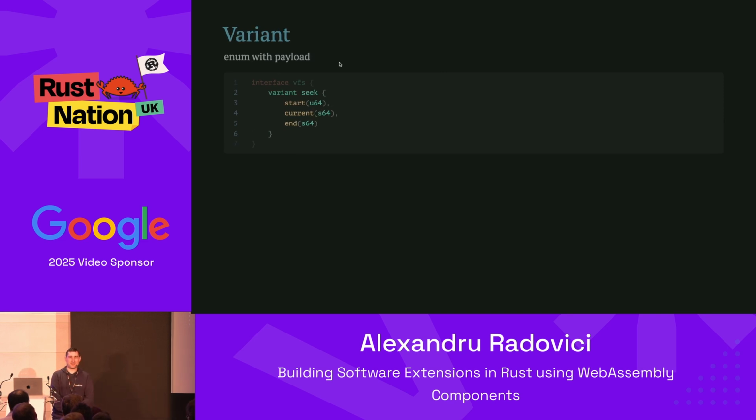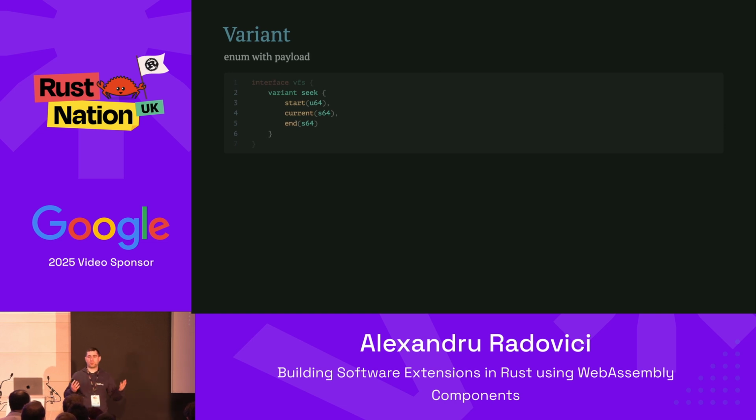And variants. Variants are Rust enums. Enums with payloads. The representation in C is actually a union with a discriminant. So it defines a structure with a discriminant and then a union. In Rust, it defines an enum. But clearly, this was inspired from Rust. So you have variants, records, and enums. These are the compound data types that you can ship.